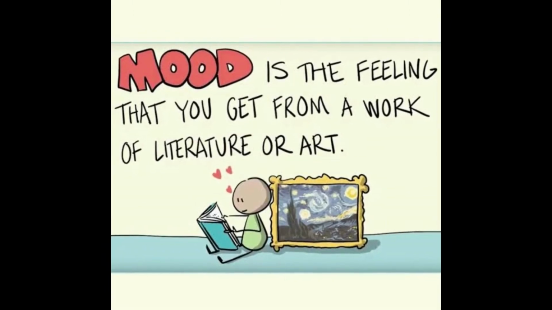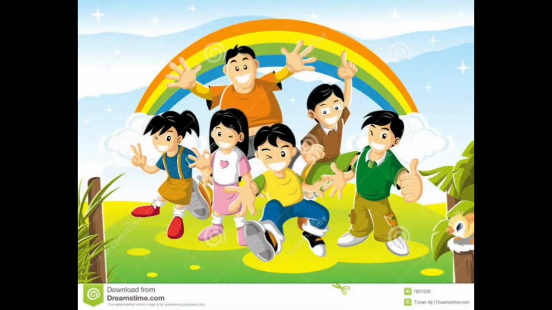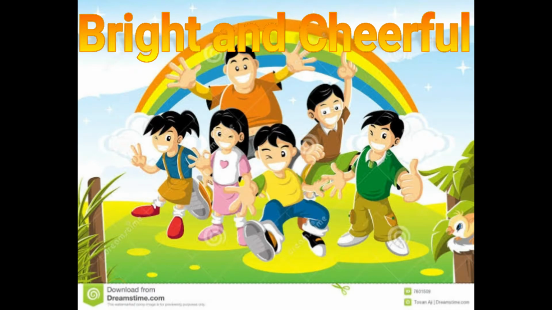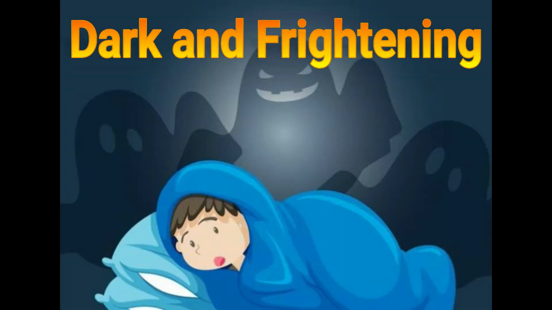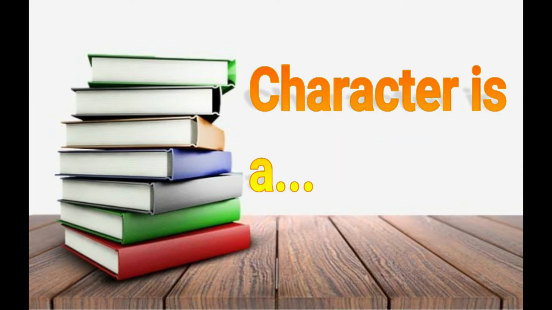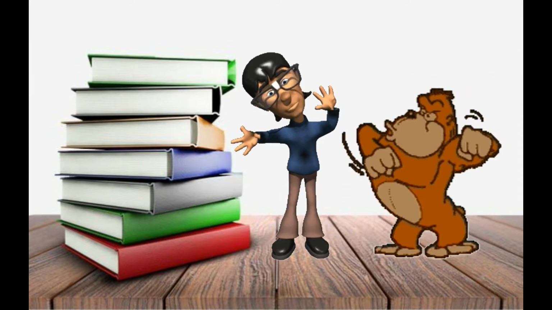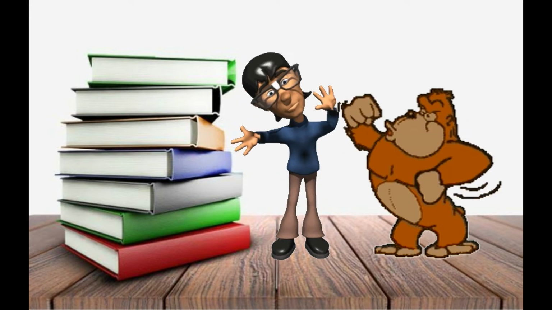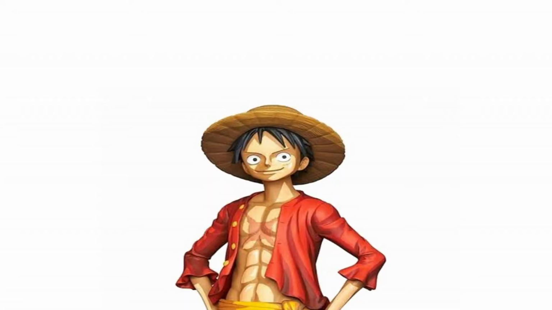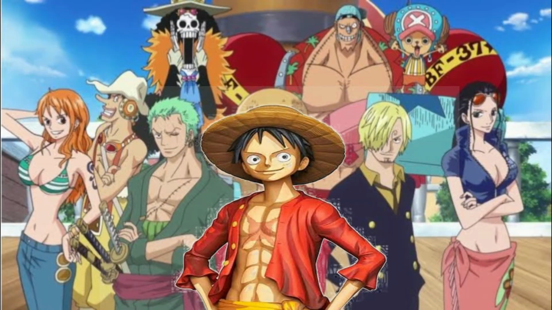What is the feeling created at the beginning of the story? If it is bright and cheerful or dark and frightening. Let's proceed to the second one, which is the characters. By definition, a character is a person or sometimes even an animal who takes part in the action of a short story. There are 2 main types of characters, the main characters and the minor characters.